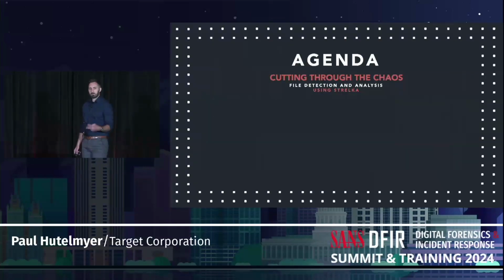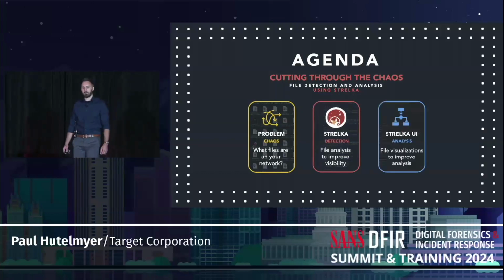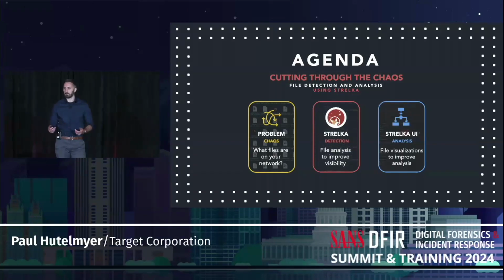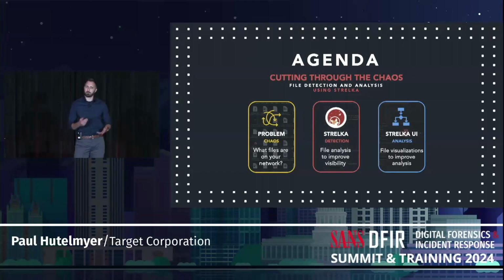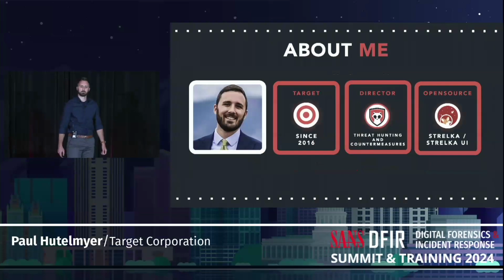Today's talk is going to be broken up into three parts. The first is going to be the problem, right? So the chaos, part of the title. The second part is going to be the tool, so Strelka, going to help with detection and visibility. And the third part, a relatively recent addition to Strelka, which is a visualization component, a UI. And that's pretty much the reason why I wanted to come here today.